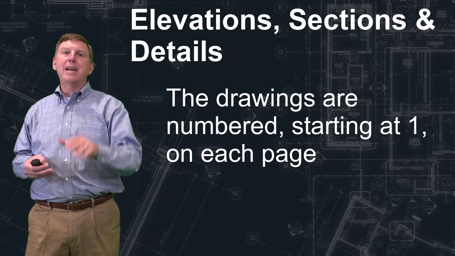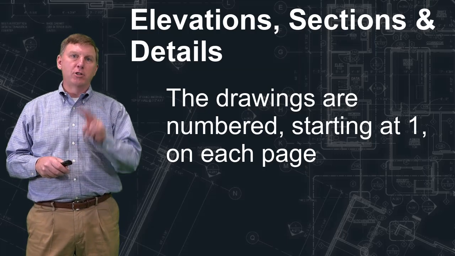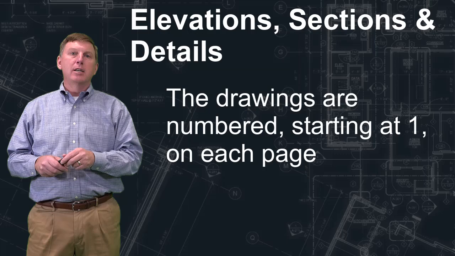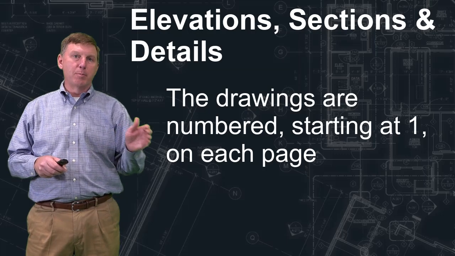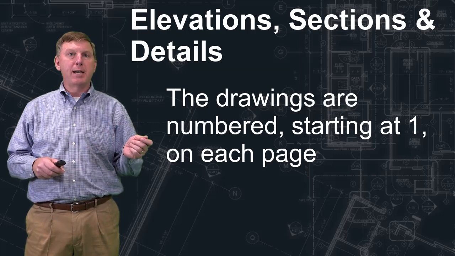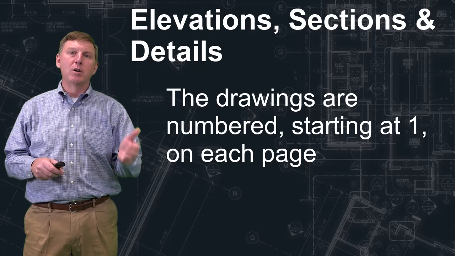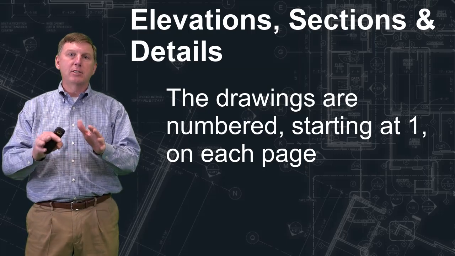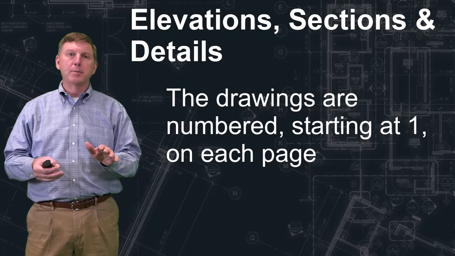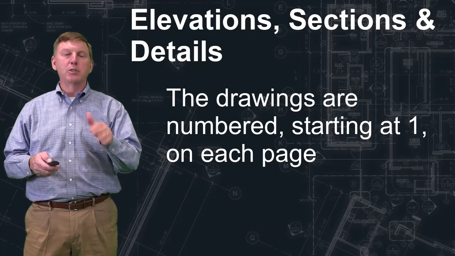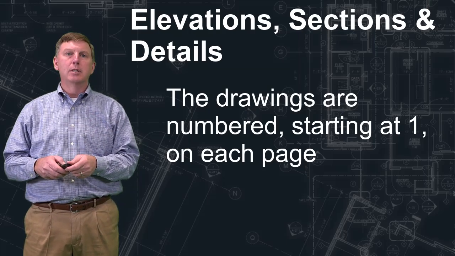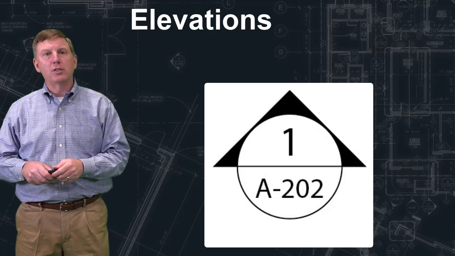So let's say you have 8 elevations on 2 different pages. On the first page, 4 elevations numbered 1 through 4. On the second page, 4 elevations numbered 1 through 4. That's the way the drawings work. And that's going to mean something as we go through the symbols. So let's look at elevations first.